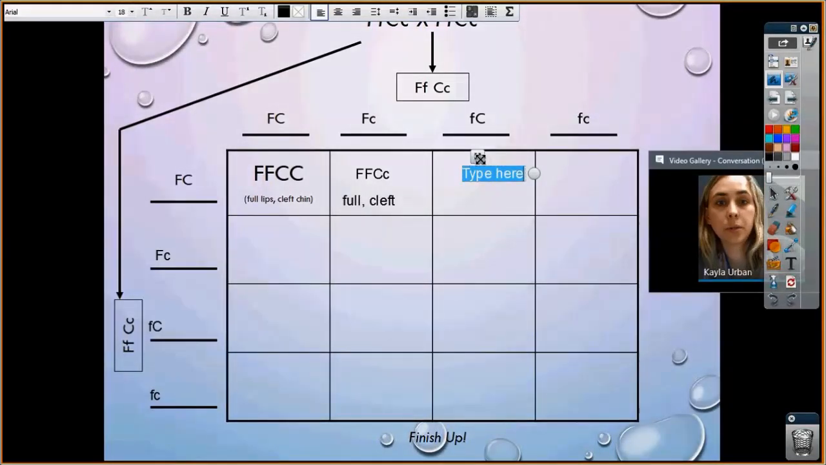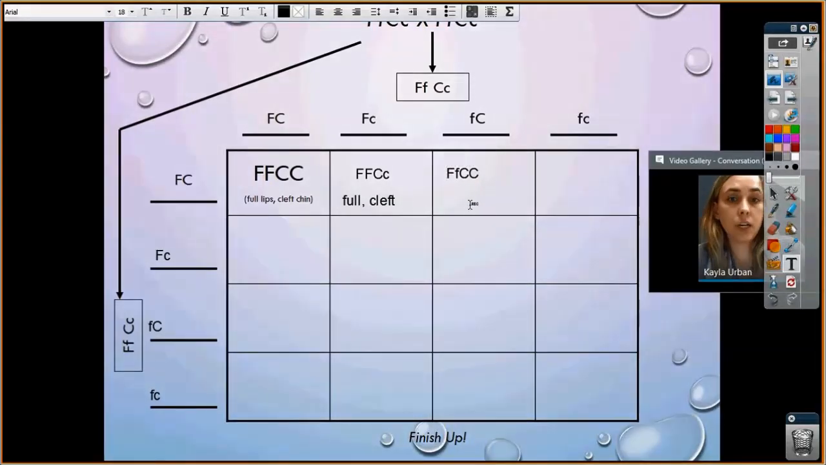You should be writing them all out, okay, in your own box. So you have a big F on the left here and a little f up top and two big C's. Big C to the left, big C up top. Your phenotype for that individual would again be full lip, cleft chin. I want you to push pause on the video, do the rest of it yourself. I am going to fill all of it in, and then I want you to check your work and make sure you got it correct.